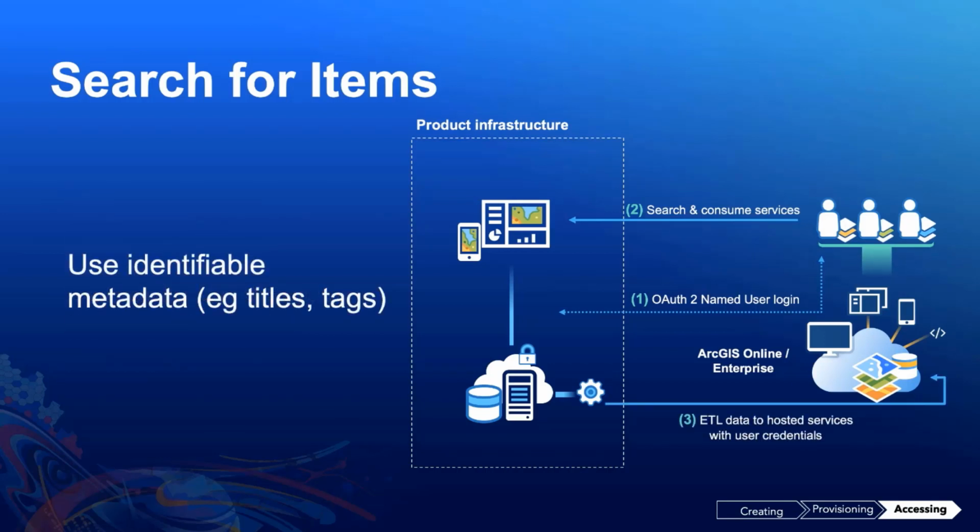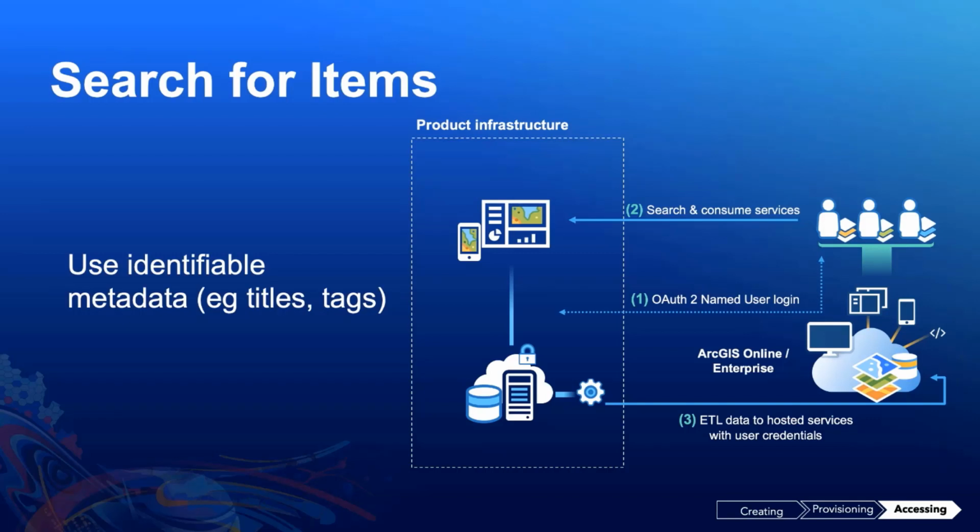Another search type option, if you're the one creating the service for the user, is to use identifiable metadata. So you can create a specific tag, for example, that you query for when your user logs into your app. This can be a little brittle, in that if your users update some of that identifiable metadata that you set, that could break the search.